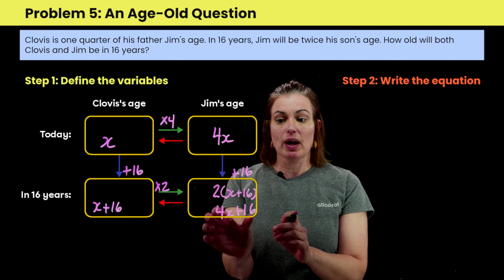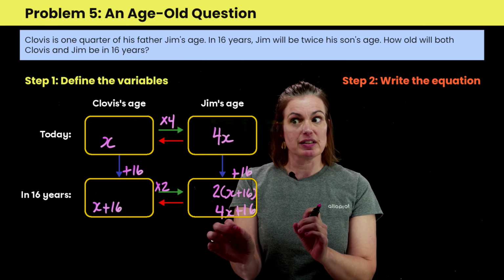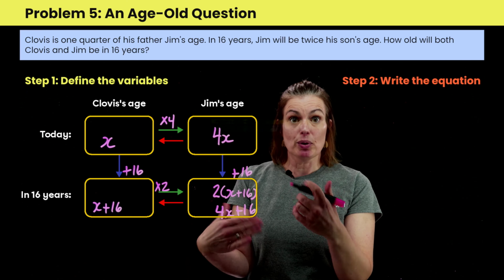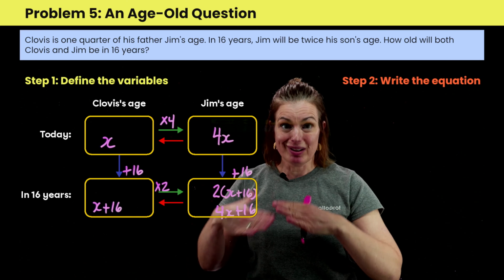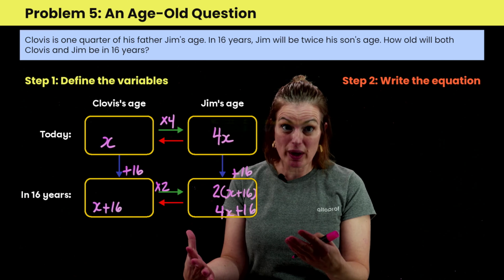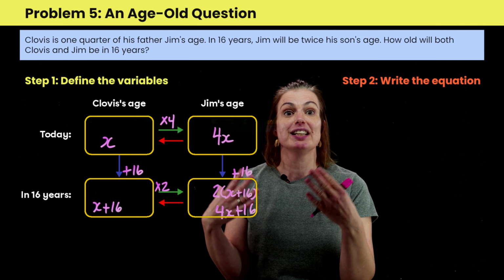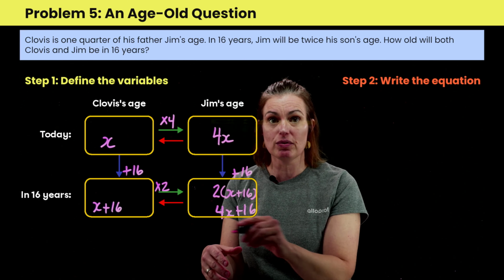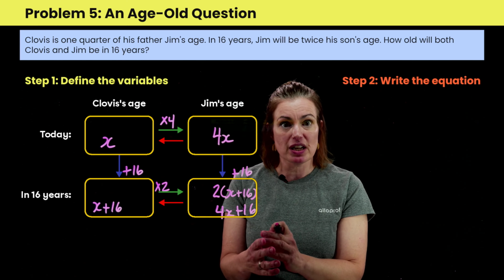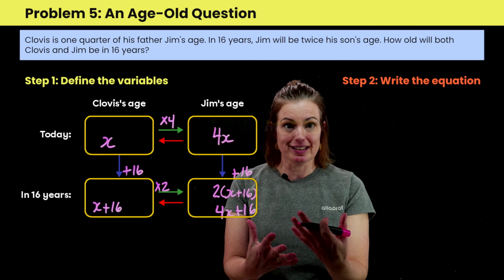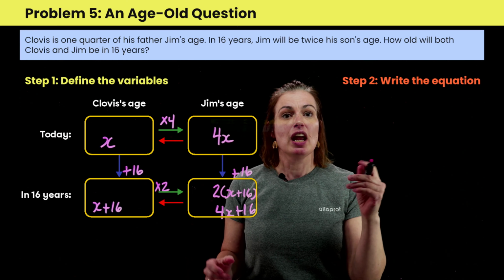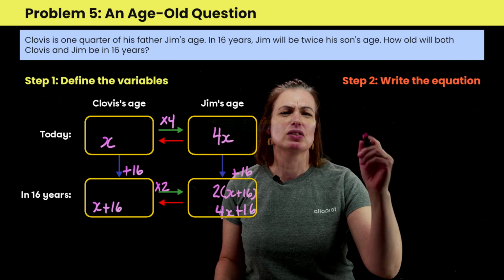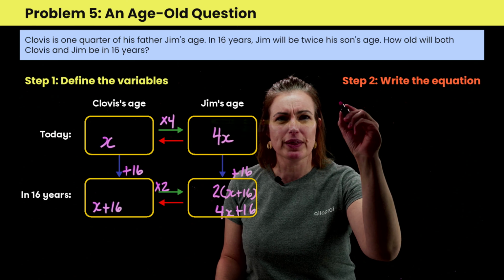And then I also have the second statement, that 4x plus 16, which we remember was Jim's age to date plus 16 years. So it's a second way of representing Jim's age in 16 years. So both of these statements represent Jim's age in 16 years, and they are equivalent to each other. So just think about what that means.